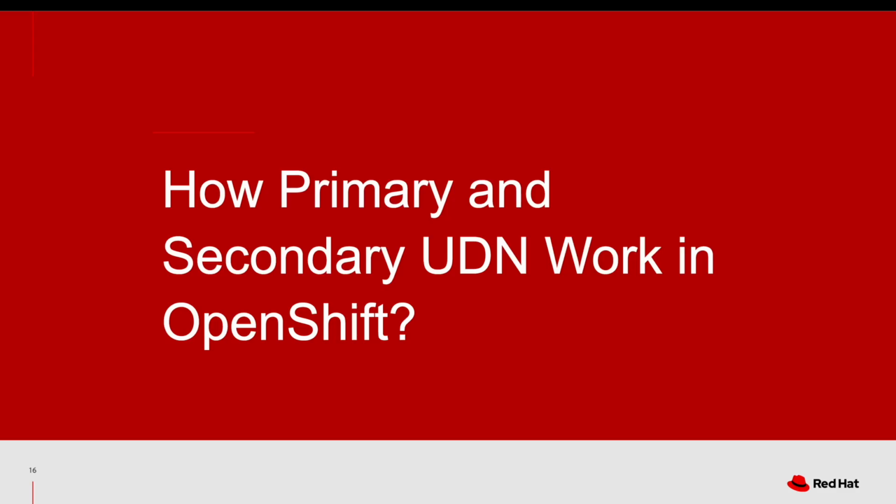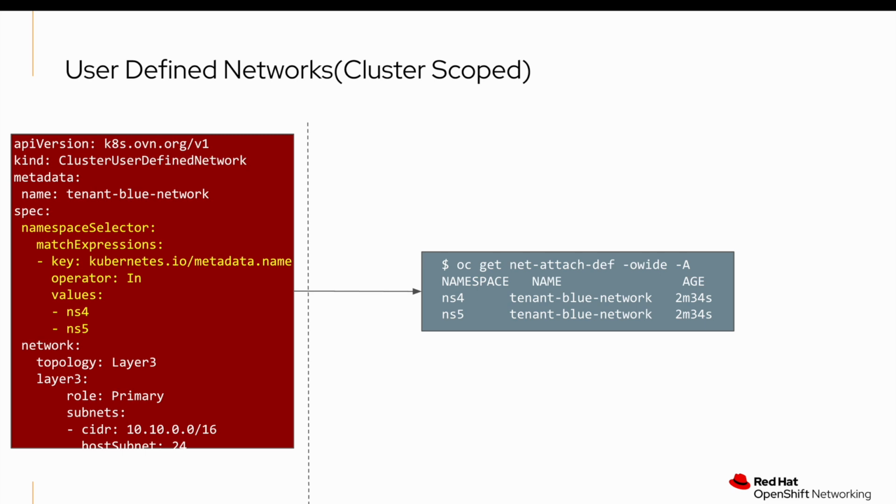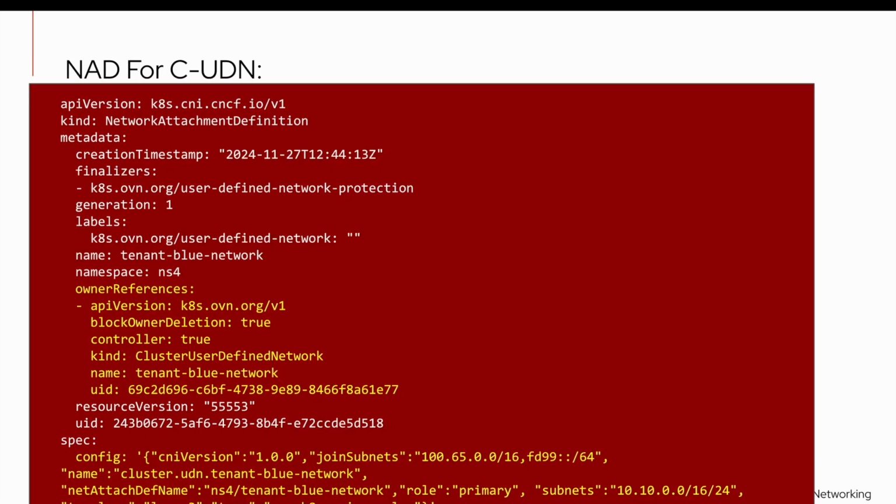So how do primary and secondary UDN work in OpenShift? This is how a UDN looks when created under a namespace. Once this UDN is created, it creates a NAD, network attachment definition, which you can see on the right side of your screen. And this is how the cluster user defined network looks. This cluster user defined network is created under namespace 4 and namespace 5, and it creates the network attachment definition in namespace 4 and namespace 5. So this is the network attachment definition created by the cluster UDN.